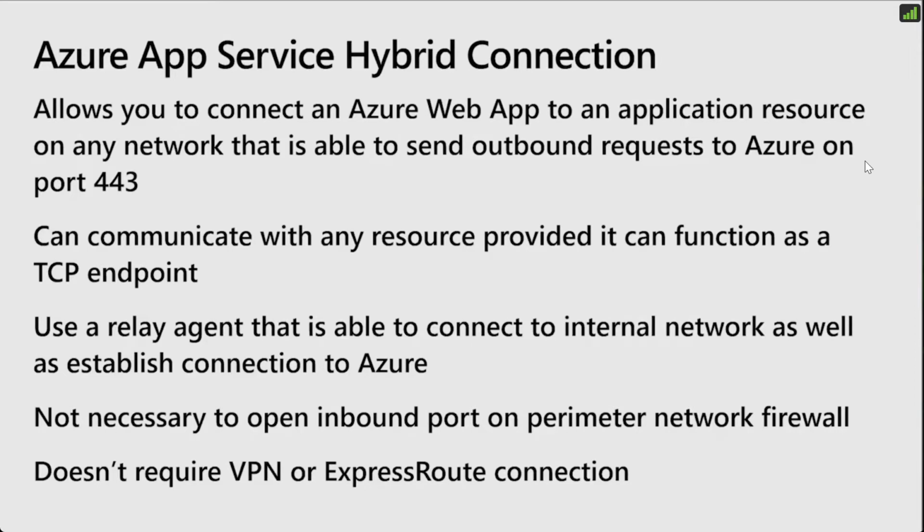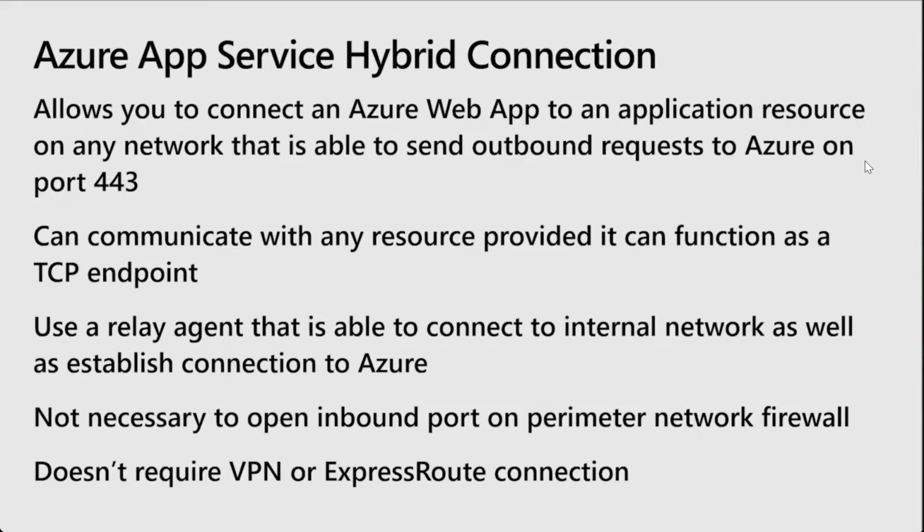So the way that it works is you install a relay agent. That relay agent sits on your internal network and has direct line of sight to the data source, as long as that data source has a TCP endpoint. So it can be a SQL database, it can be a MySQL database, it can be a Postgres SQL database. Anything that functions as a TCP endpoint can be used with Azure App Service hybrid connection.